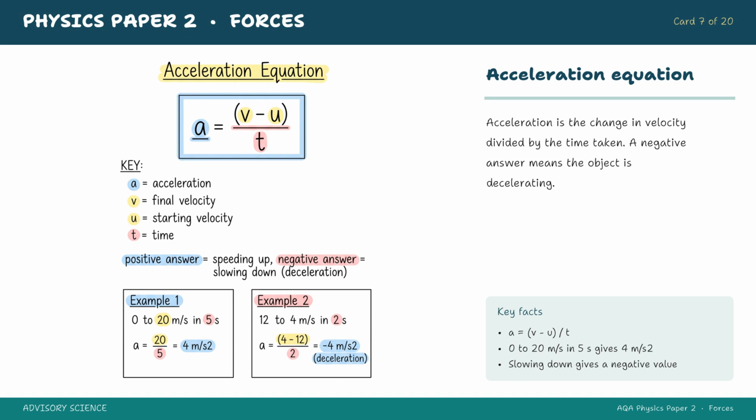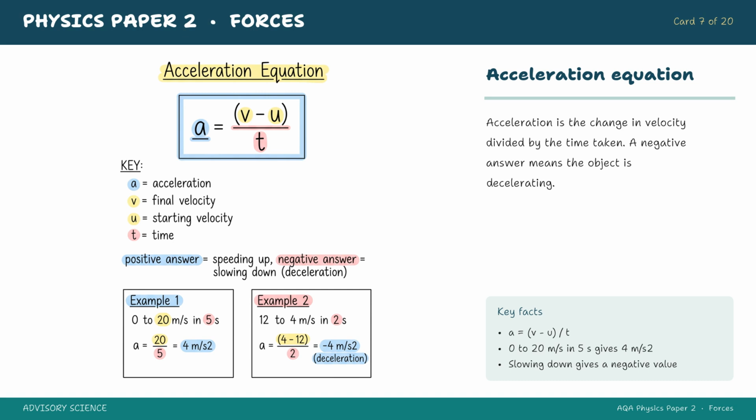Let's try an example. A car starts from rest and reaches a speed of 20 meters per second in 5 seconds. Find its acceleration. First, write down what you know. u equals 0 meters per second. v equals 20 meters per second. t equals 5 seconds, and a is what we're finding out. Now substitute the values into the equation.